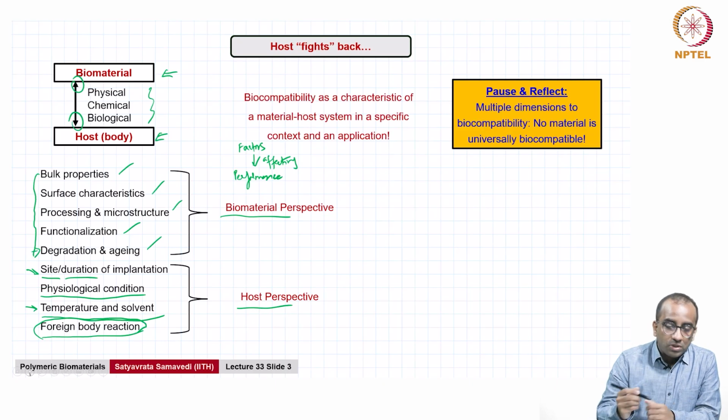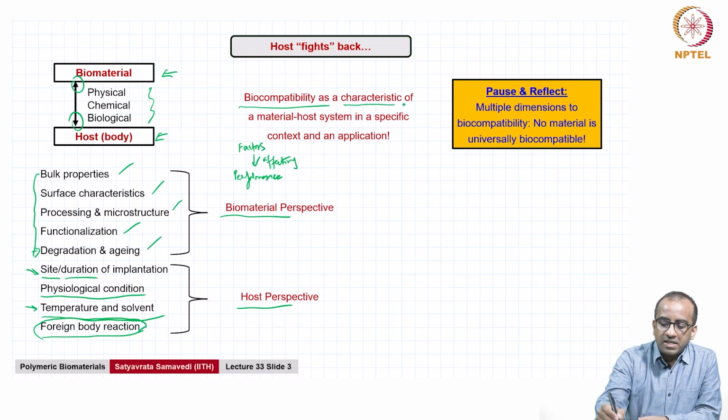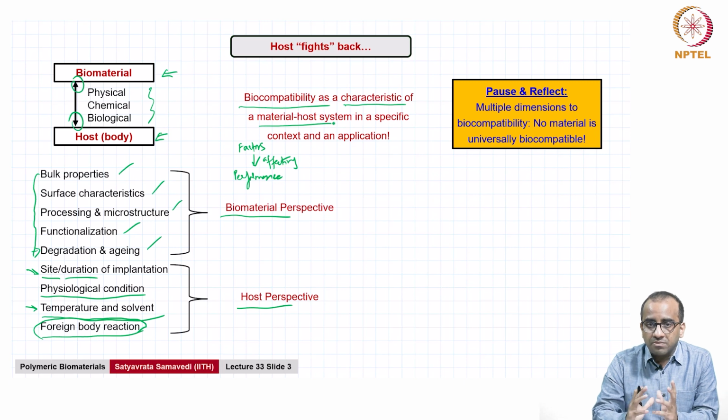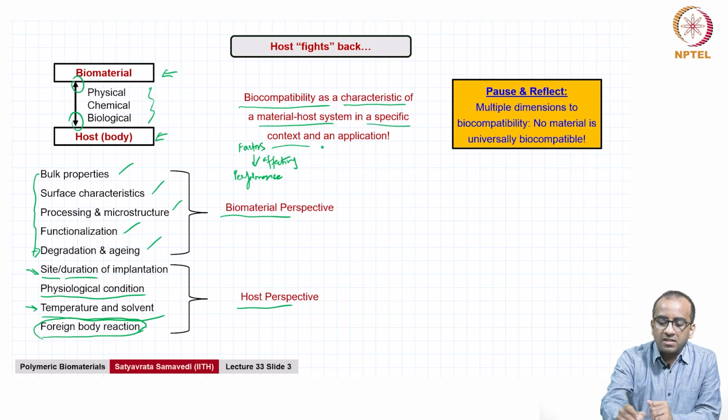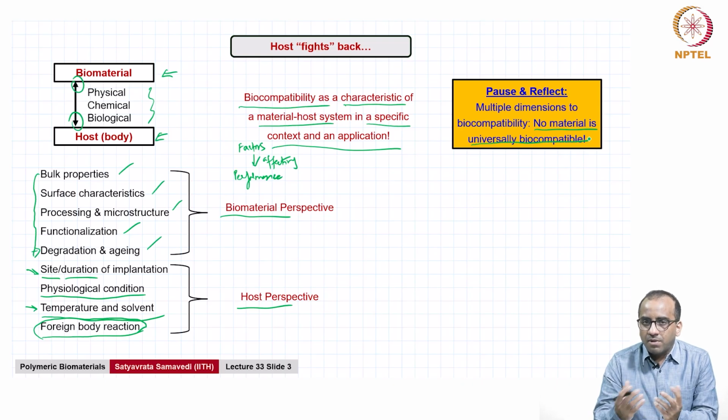And one thing to note here is again this idea of biocompatibility, which we have seen multiple times throughout this course. But recollect that biocompatibility is a characteristic of a material host system together in a specific context and an application, right? We have repeatedly seen that there is actually no material that is universally biocompatible. So, to call something, for example, a biocompatible polymer on its own is not very meaningful, because there are multiple dimensions to biocompatibility which we have seen throughout this course, and we will see more of this in this lecture and the last lecture.